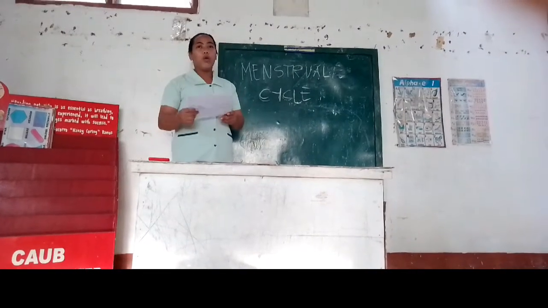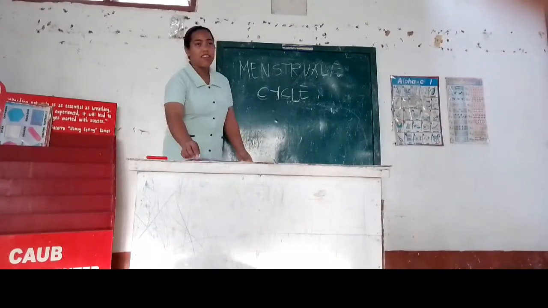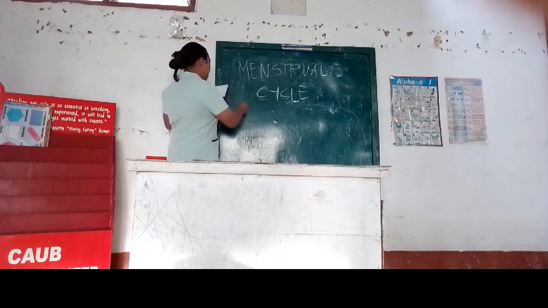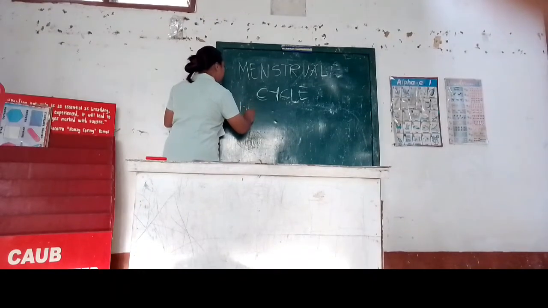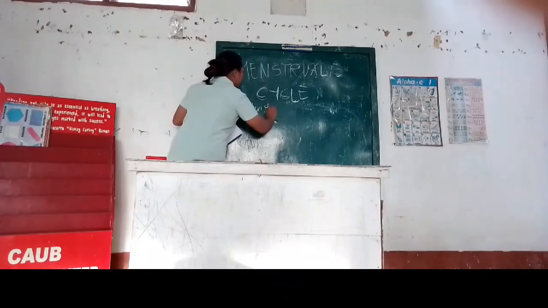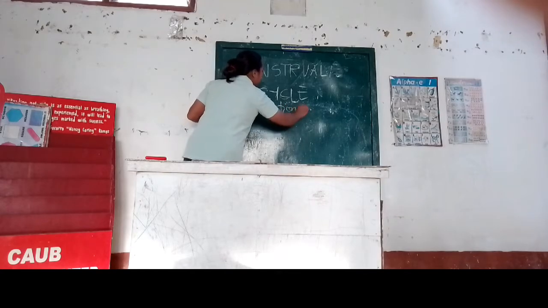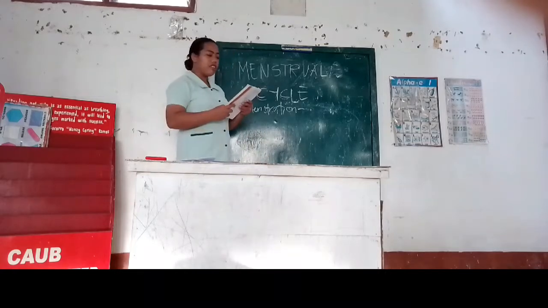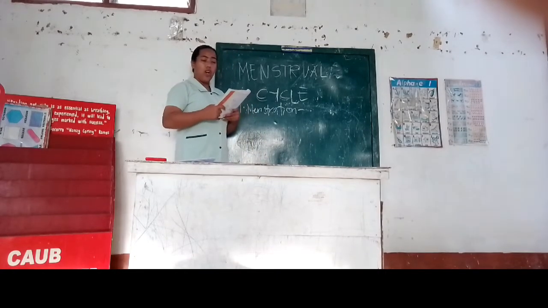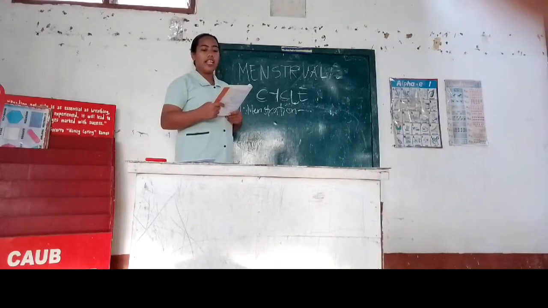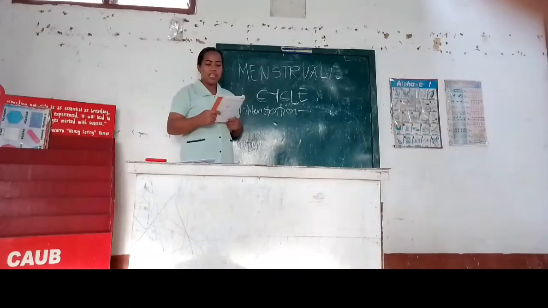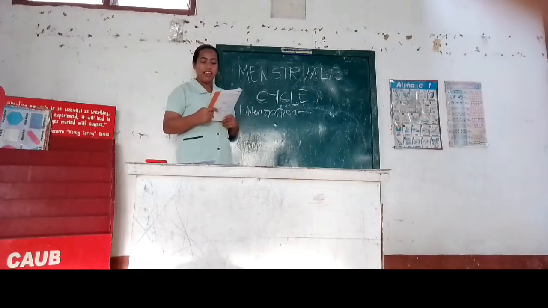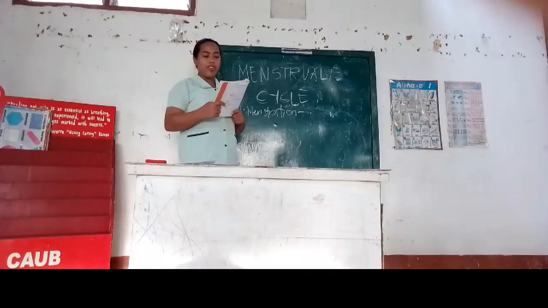So now, we are going to identify the 4 phases of the menstrual cycle. The first phase is called menstruation. So what is menstruation? This is the menstruation phase. This occurs when fertilization does not occur. The uterine lining begins to break down and bleeding results. So blood and some uterine tissues and the unfertilized egg make their way through the vagina. This is called the menstrual flow.